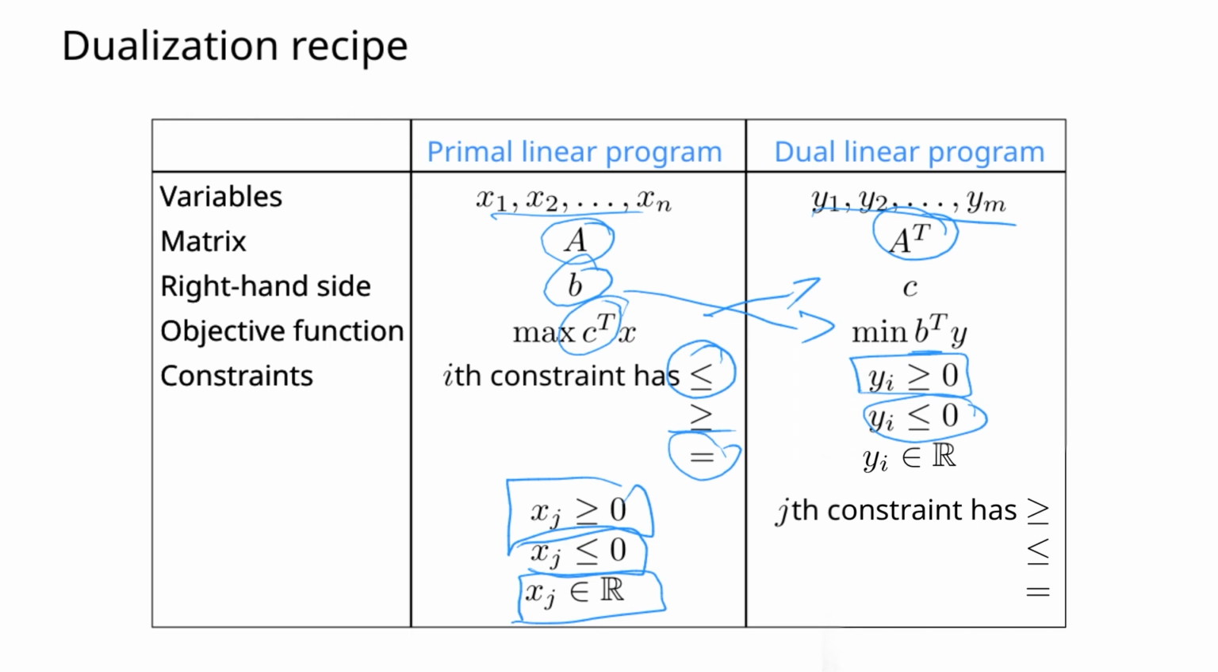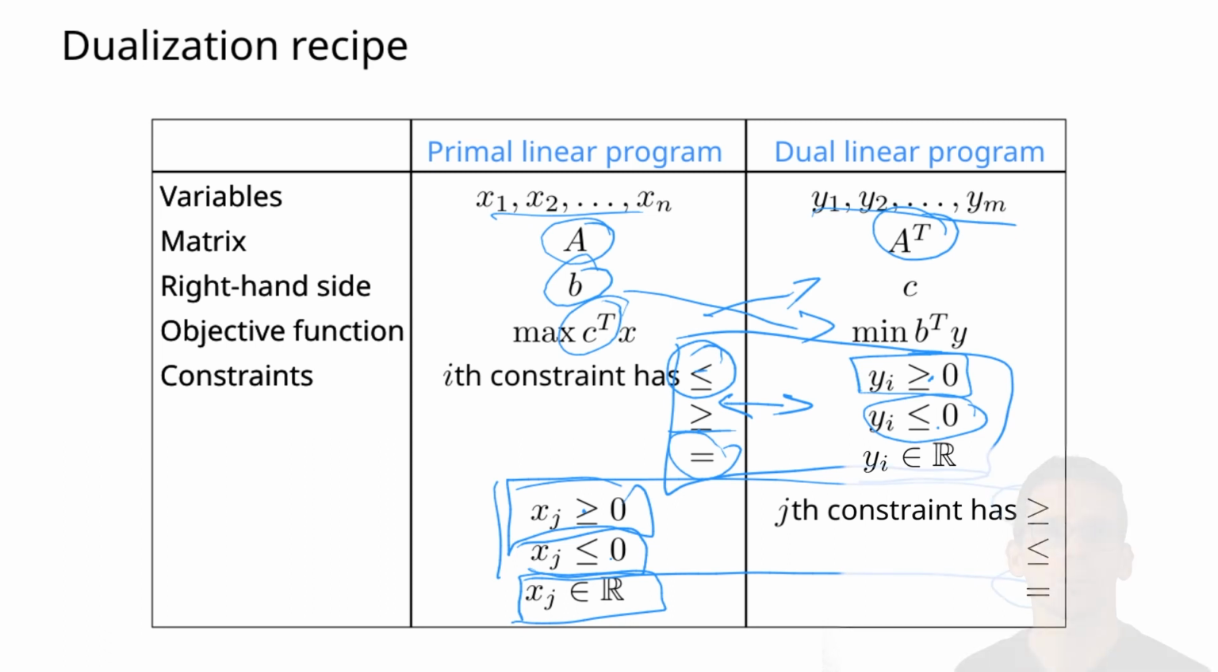You have to be slightly careful here. If you look at these three here, then essentially the sign is inverted: a smaller-equal gives me a larger-equal. Here it is not the case. So here larger-equal gives me again a larger-equal, and smaller-equal stays again smaller-equal. That's something to keep in mind.